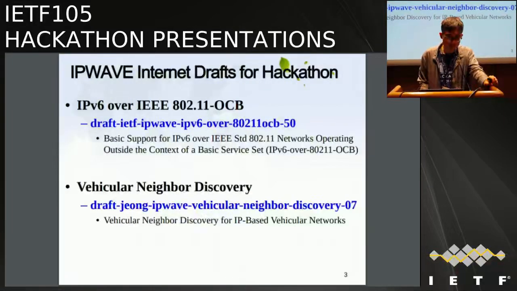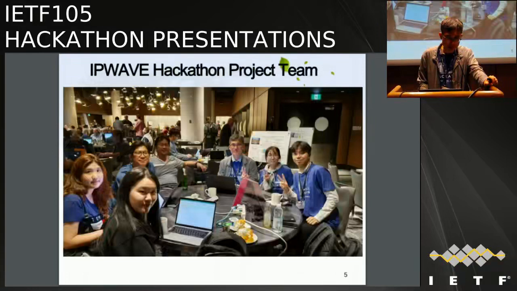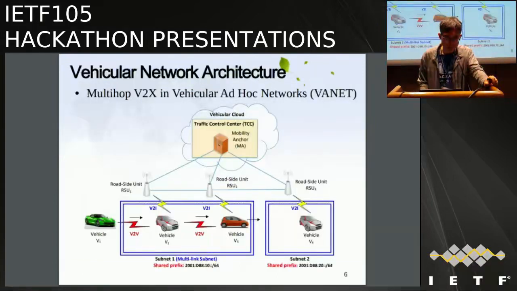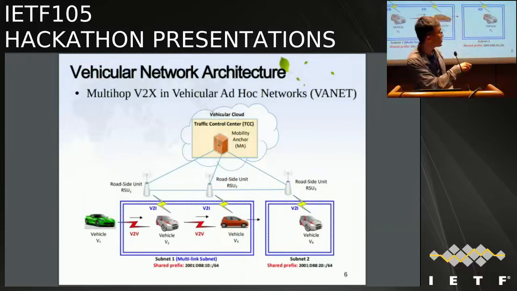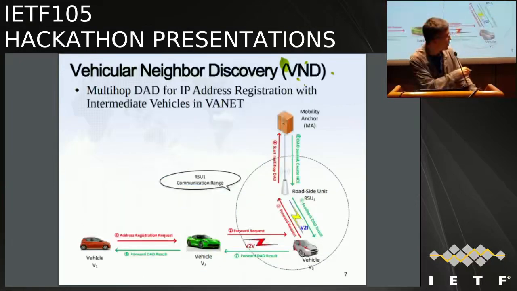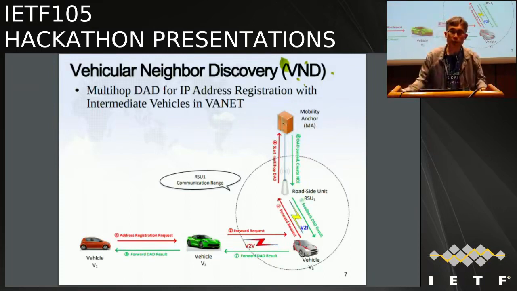So we proved the two drafts, OCB and also the vehicular neighbor discovery draft. This is a poster. This is the poster and the team. This figure is the vehicular network architecture. You can see vehicles can communicate with each other using V2V, and also V2I. Our idea is that you can see the vehicle, even though it is not in communication range of the roadside unit, is provided internet connectivity. So it can initiate DAD using an intermediate vehicle and register using multi-hop DAD. And once it is configured with the global IP address, it can start the TCP and UDP connection.